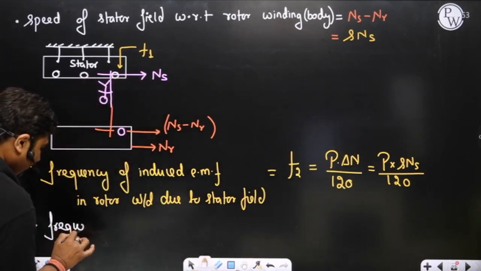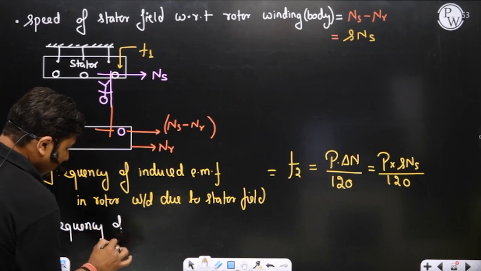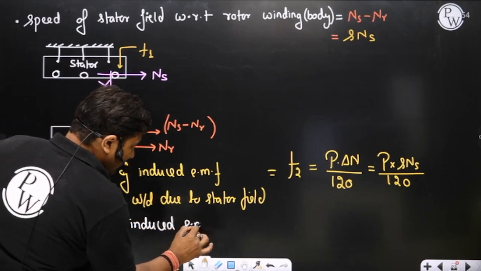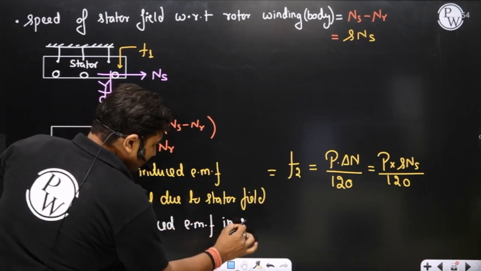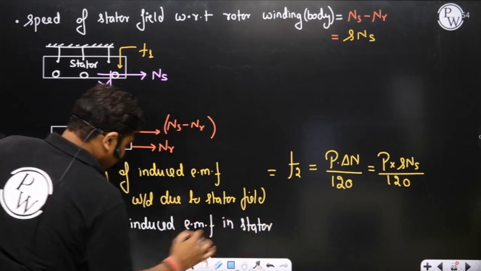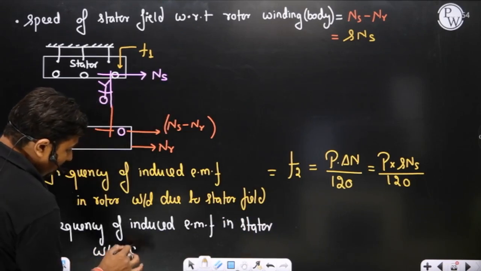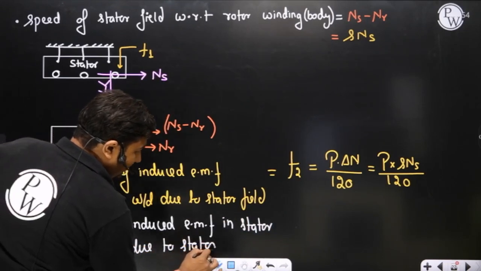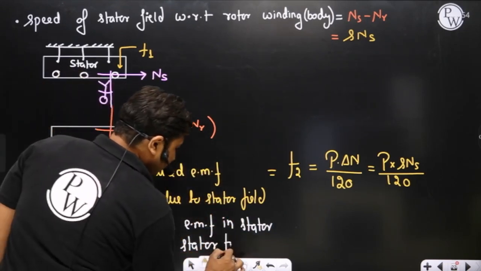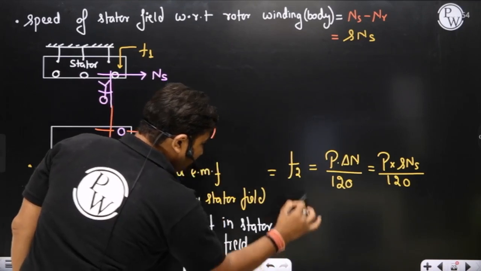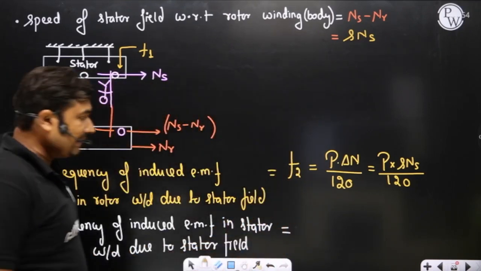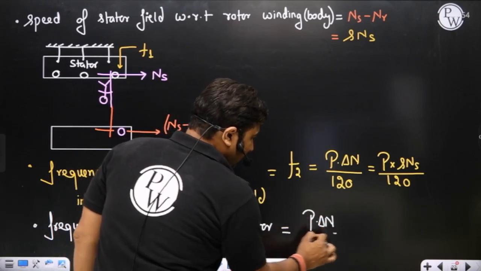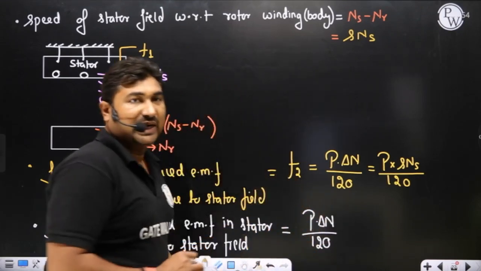Frequency of induced EMF in stator winding due to the stator field. Frequency of induced EMF in stator winding due to relative motion between stator field and stator winding will be equal to P delta N by 120. What is delta N? The relative speed between field and winding.